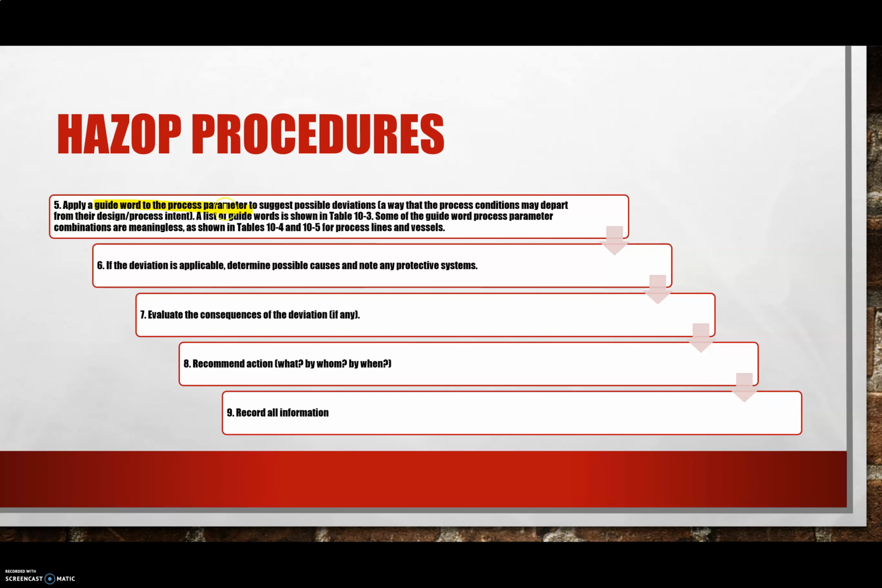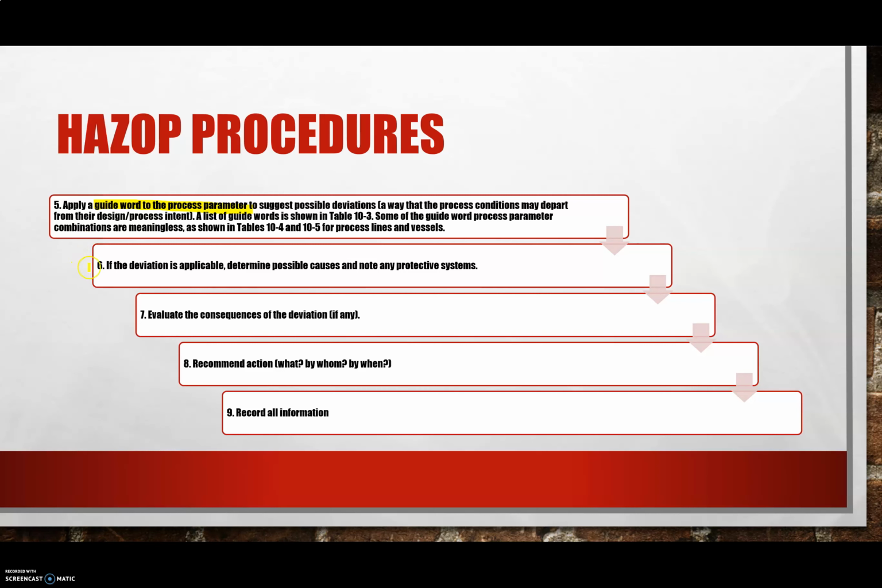A list of guide words is shown in table 10.3, which refers to your textbook. Some combinations of guide words and process parameters are meaningless. Some combinations of this guide word and the previous process parameters can be meaningless. We will see what is meant by meaningless.